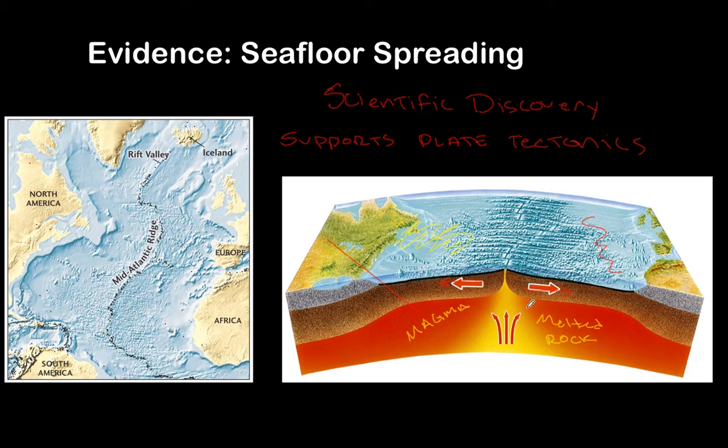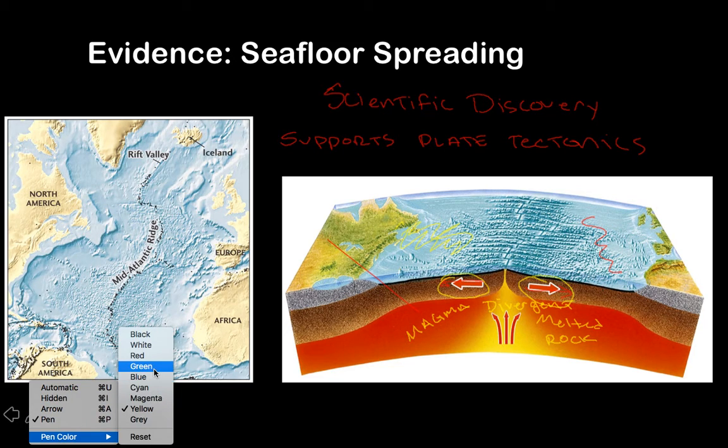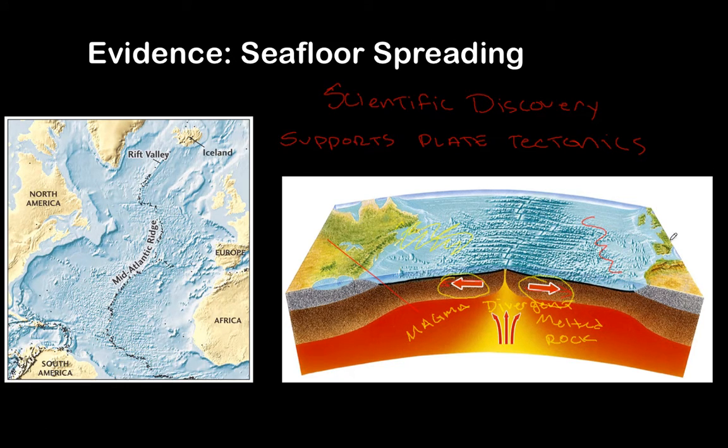And so where those two plates are moving apart, it's called a divergent plate boundary. Divergent means they're moving apart. This one's going this way, and this one's going in the opposite direction. And so, at a divergent plate boundary, there forms a rift. And that rift is a crack in the earth where magma can reach the surface of the earth.